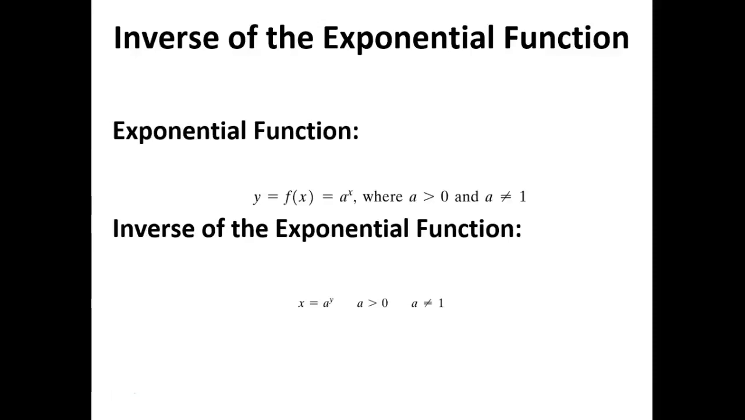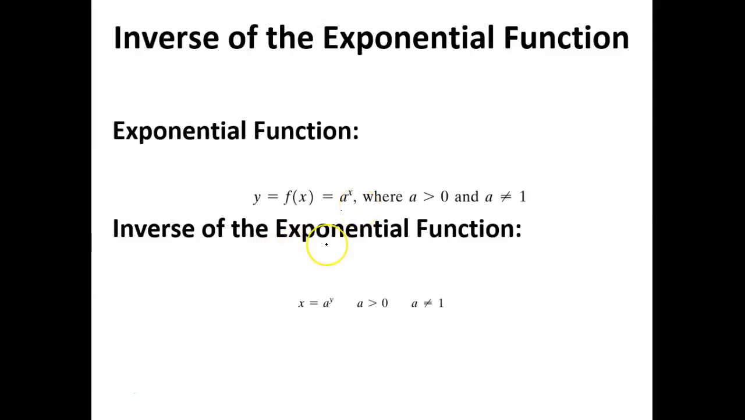The exponential function has this form: y, or f of x, is equal to a to the x, and a has to be greater than 0. That keeps things from oscillating back and forth. And a cannot equal 1. If a was equal to 1, we would actually just have a constant function.